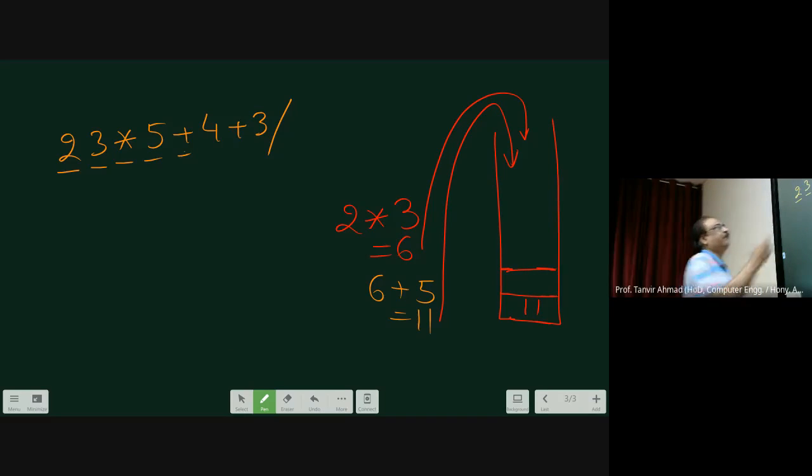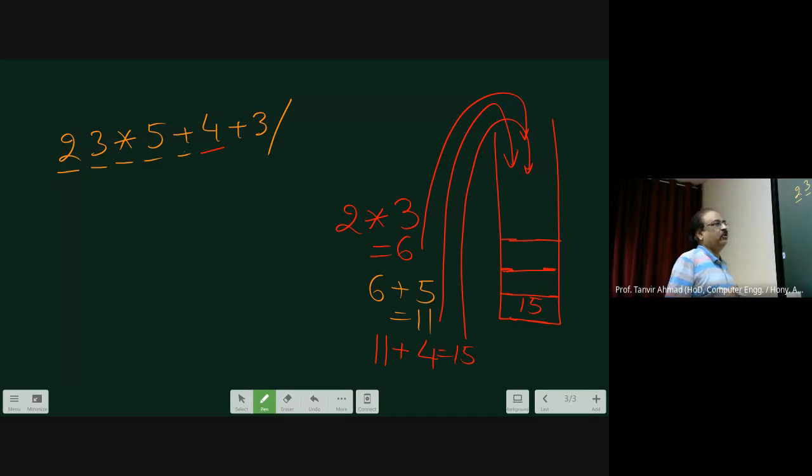Then I get 4. I push 4 over here. Then I get plus, again I get this 4 over here, then I will get 11 over here, and I will add this, I will get 15. I will pop these two out, and then I will be pushing this 15 over. 15 will come.